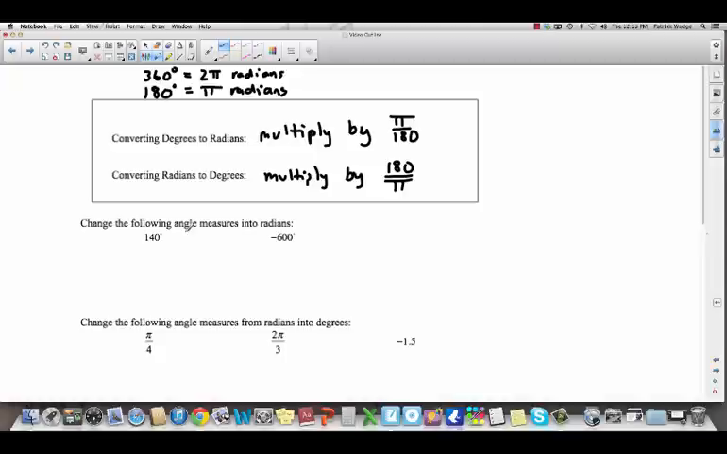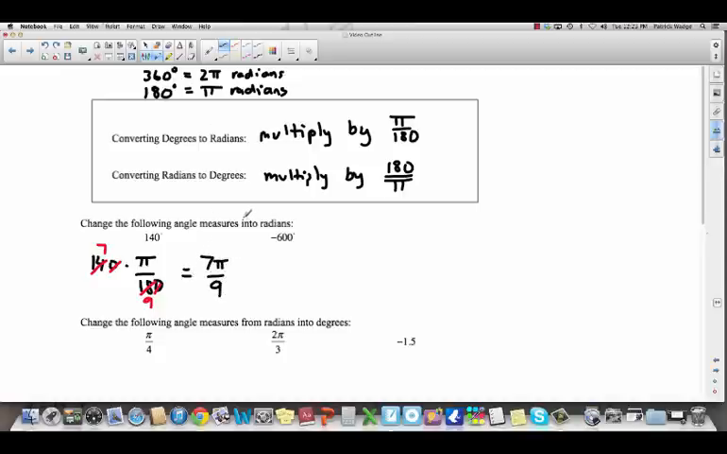If we're going to change from 140 degrees into radians, we're using the top formula, so we're doing 140 and multiplying it by pi over 180. Let's get this in simplest form. We can cross out the two zeros, dividing both by 10. And you can also divide the 14 and the 18 by 2, so you get 7 and 9. So our final answer would be 7 pi divided by 9.